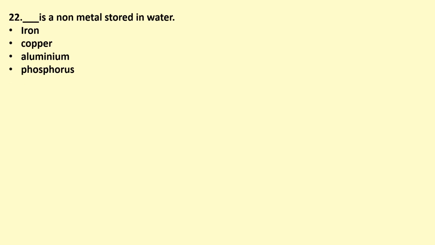Question number 22. Dash is a non-metal stored in water. A non-metal which is stored in water: iron, copper, aluminium or phosphorus. Iron is a metal. Then copper, it is a metal. We are talking about a non-metal. So the answer is phosphorus. Three are metals, iron, copper and aluminium, but we are talking about a non-metal which is stored in water, so it is phosphorus.